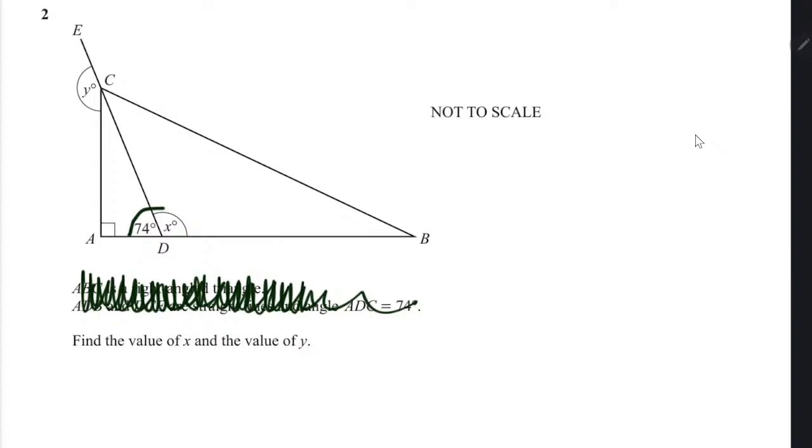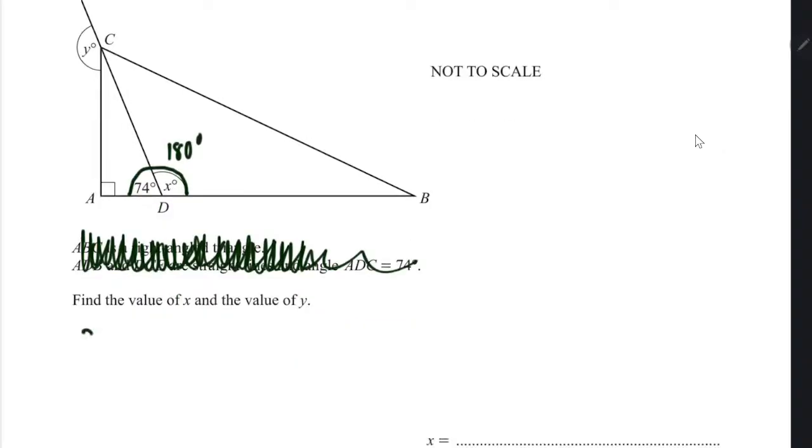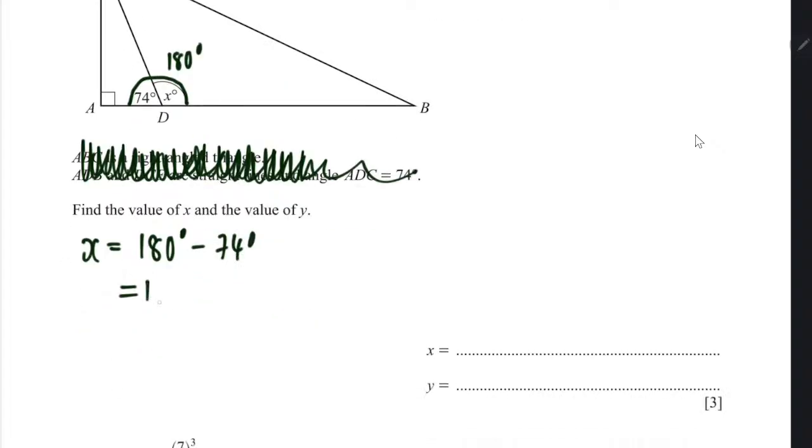You know that the angle on a straight line is 180 degrees. You have 74, so you say x will be equal to 180 degrees minus 74 degrees. What do you get? 106 degrees. So x is 106 degrees.